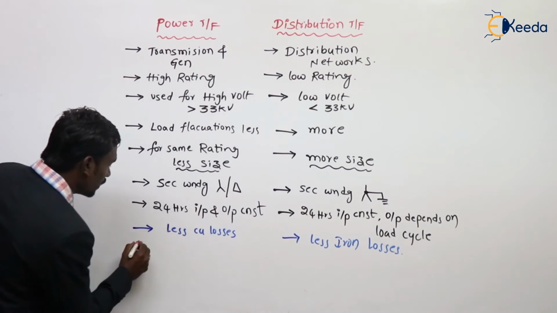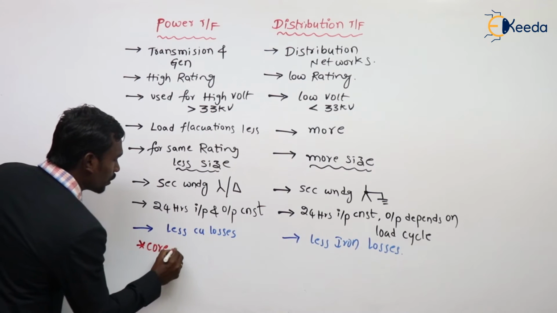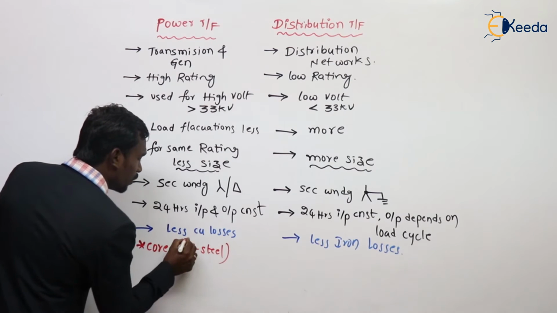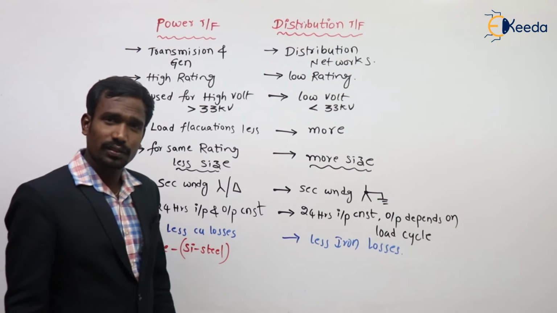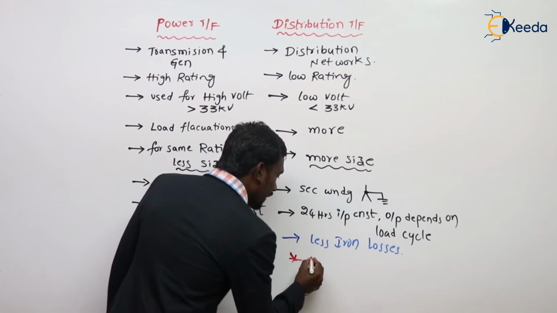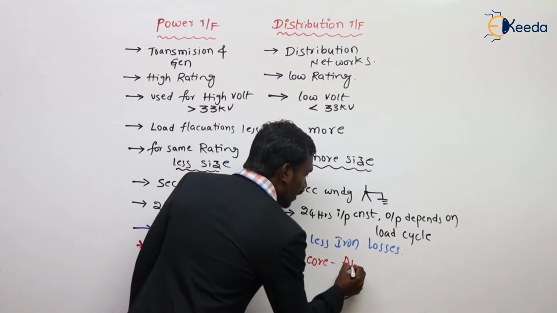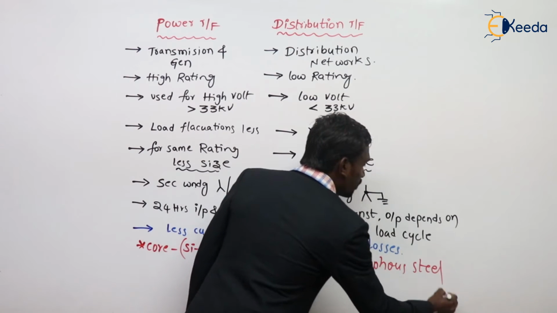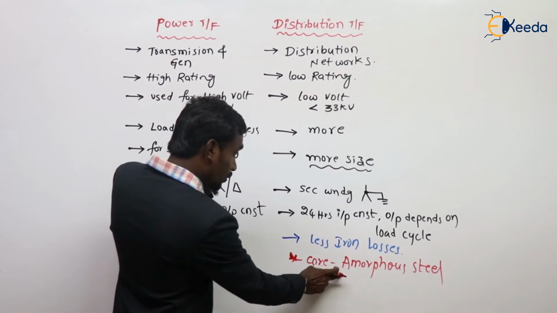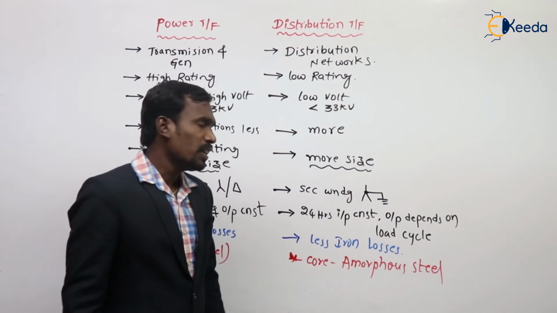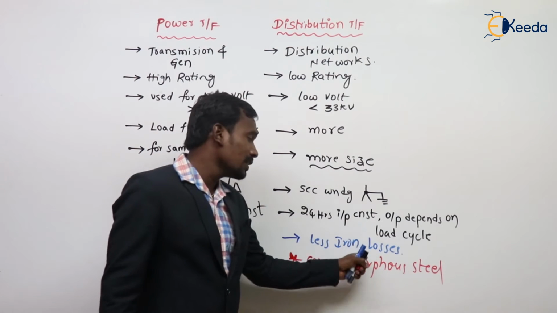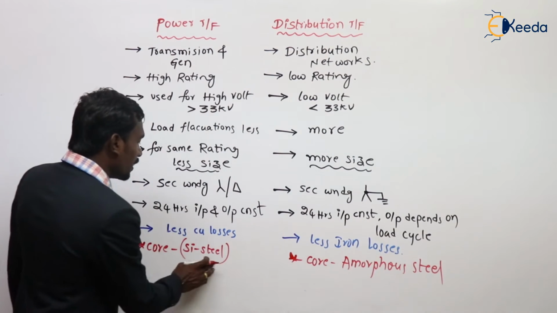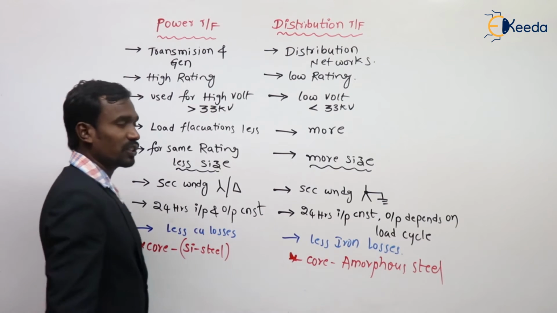Next one, in a power transformer the core is made up of CRGO silicon steel laminations. But in a distribution transformer the core is made up of amorphous steel in order to control the iron losses. In a distribution transformer the core is made up of amorphous steel, but in a power transformer generally the core is made up of silicon steel.